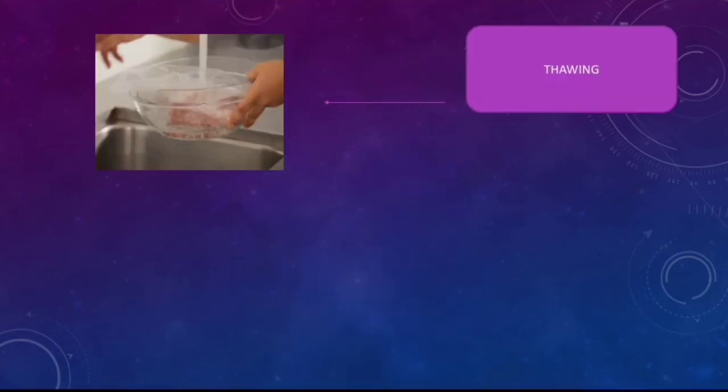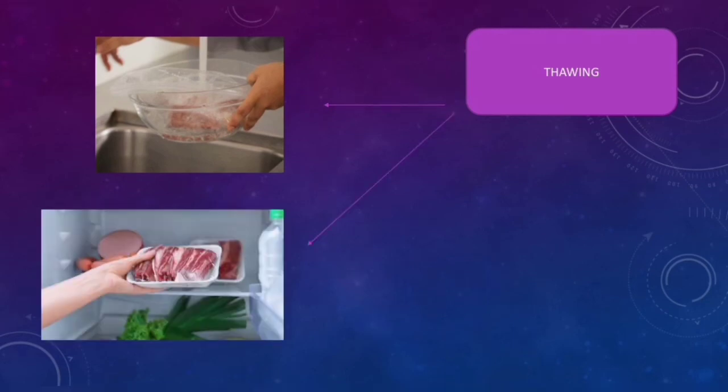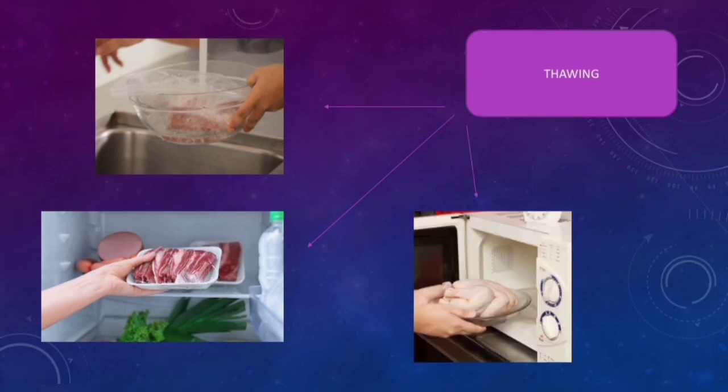In thawing food, you can thaw the food that is needed for immediate service under potable running water at 21 degrees Celsius or lower. The second is you can thaw the food in the refrigerator at 5 degrees Celsius or below. Never thaw the food at room temperature. And lastly, you can thaw the product in the microwave if it needs to be cooked immediately.